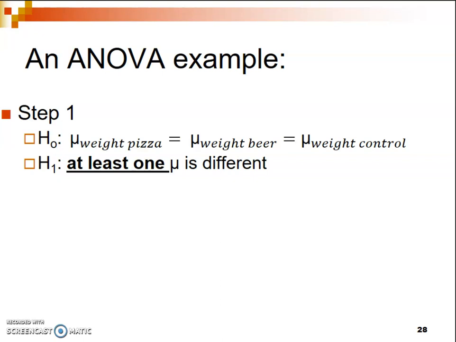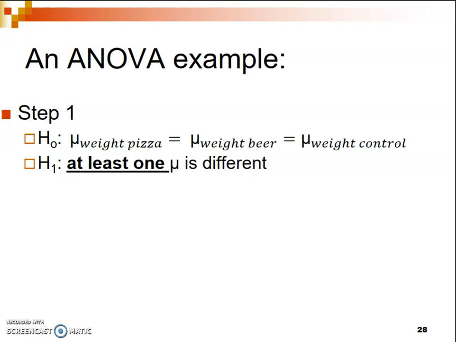Another possibility is maybe only the control group was different. Or the last possibility would be that all of these groups were significantly different from each other. So there are lots of different possible ways that the null hypothesis could be wrong. And so whenever we're writing our ANOVA alternative hypothesis, we're always going to state it in the same way, that at least one mu is different. So that alternative hypothesis is going to stay consistent across all ANOVA hypothesis tests.